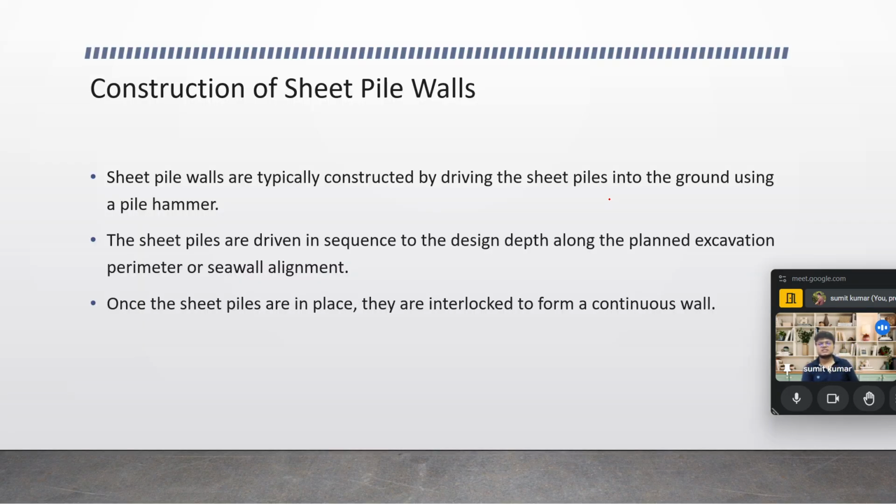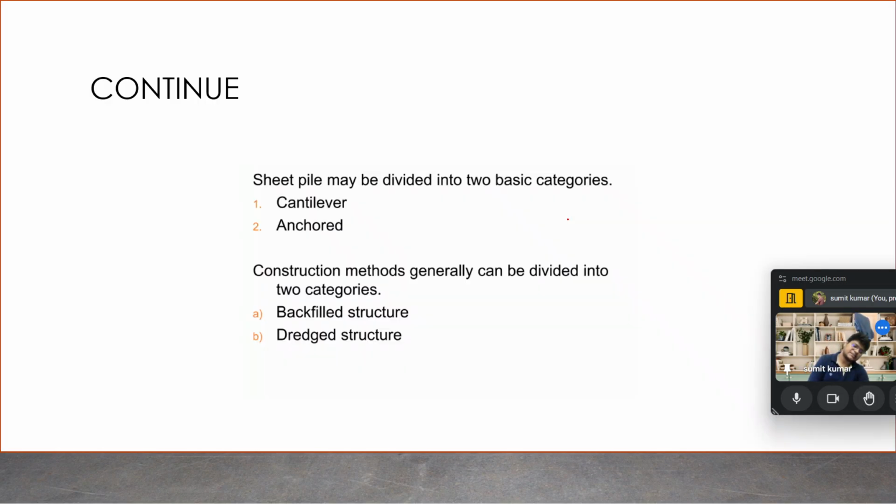When we talk about the construction of the sheet pile wall, sheet pile walls are typically constructed by driving the sheet piles into the ground using a pile hammer, as we have seen earlier, or a vibratory hammer as well. The sheet piles are driven in sequence to the design depth along the planned excavation perimeter or the required alignment. Once the sheet piles are in place, they are interlocked to form a continuous wall, as we have seen in the second slide which we discussed today. In the same fashion, they are implemented to provide protection against the movement of soil or maybe water.